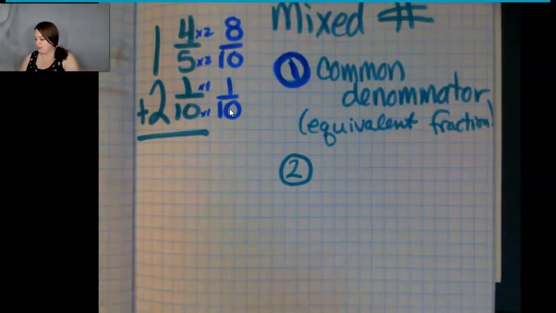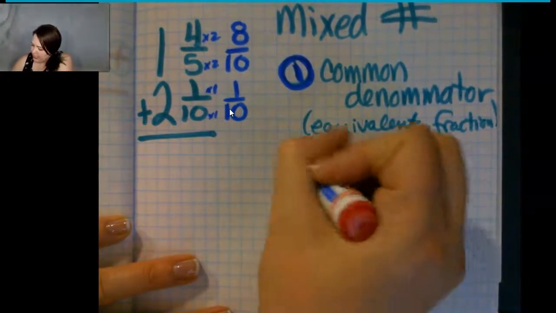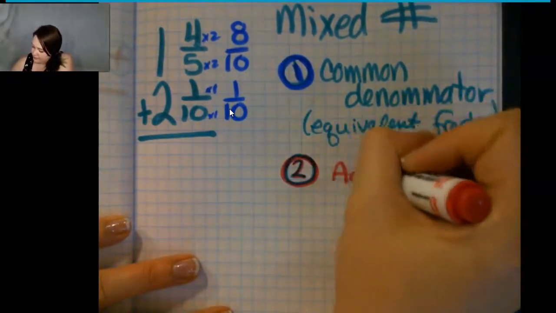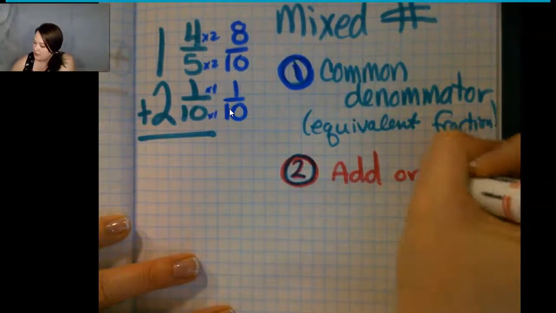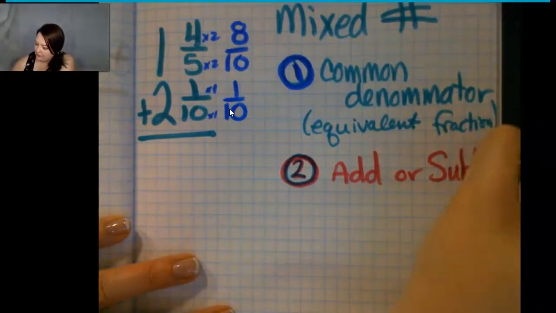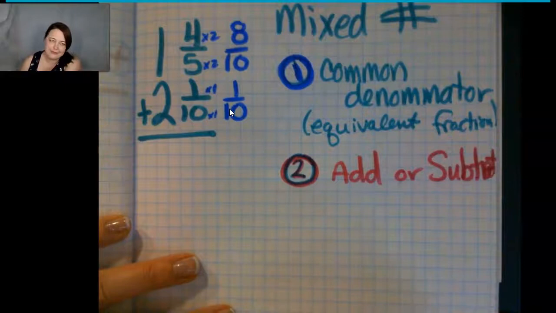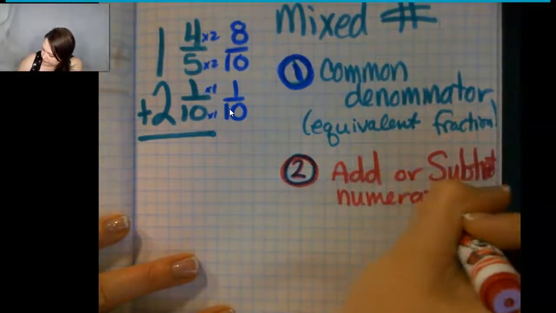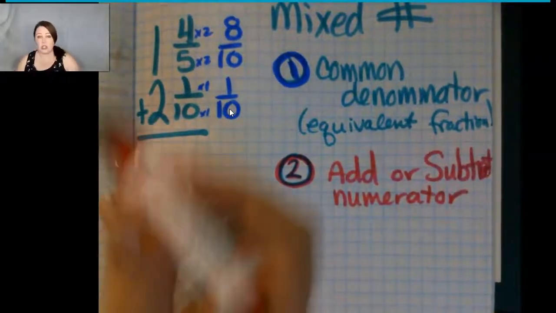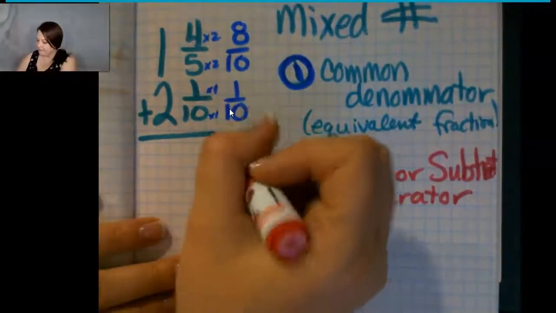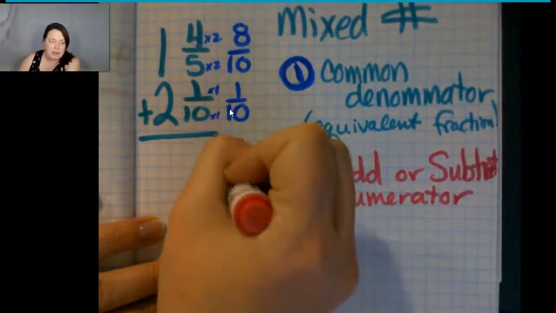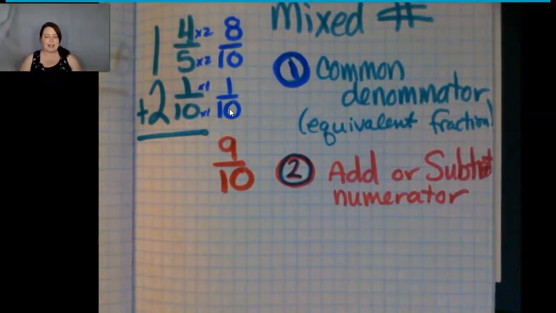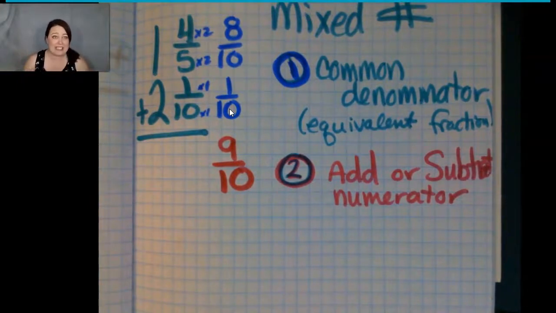Step 2. Add or subtract numerator. So 8 plus 1 is 9. My denominator is never added or subtracted. It stays 9 out of the 10 pieces. That's what that means. It's not 9 out of the 20 pieces now that I've added the fractions together.